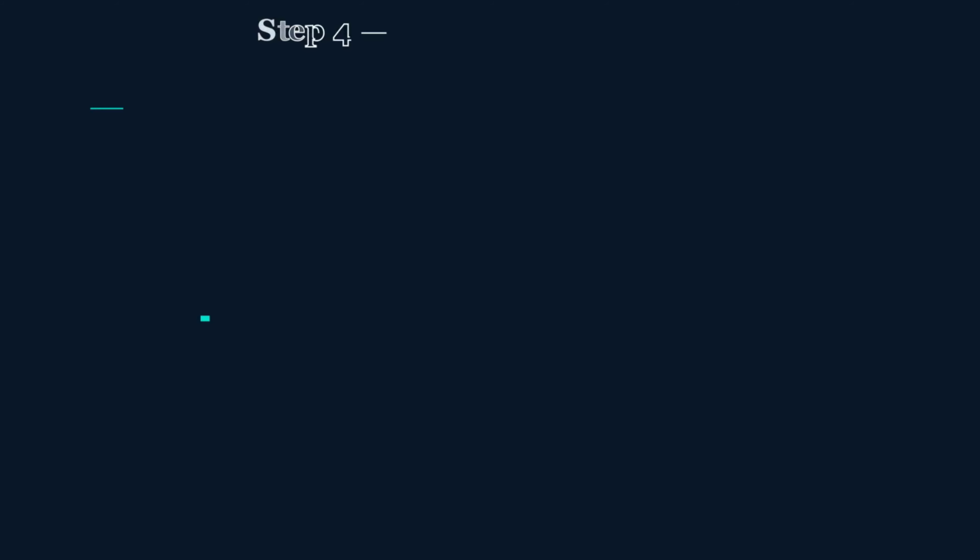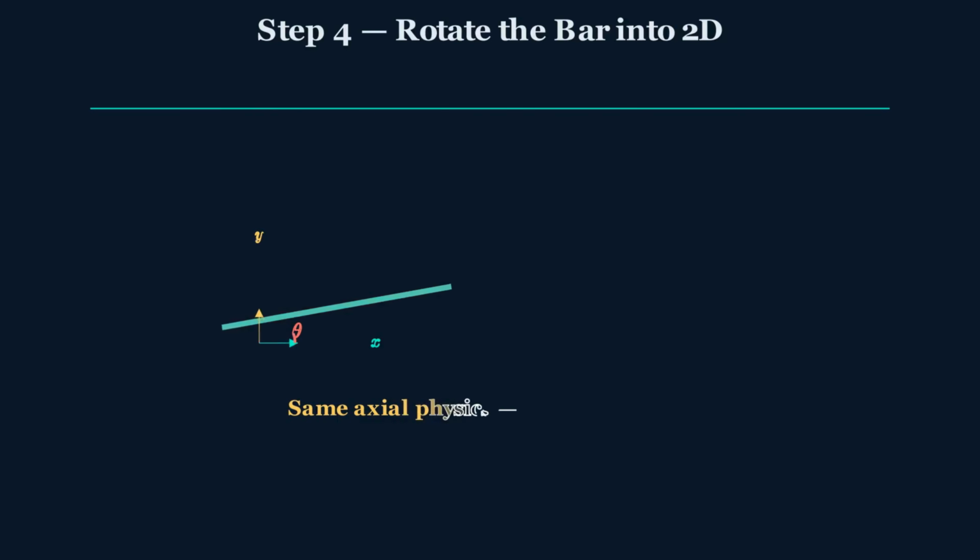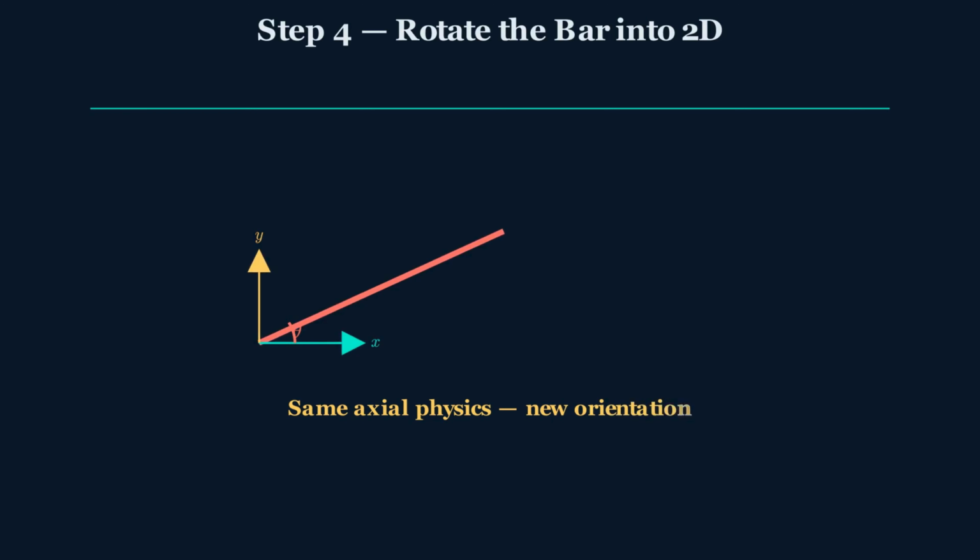Now rotate the same bar so that it becomes inclined relative to the global x and y axes. The physics has not changed. The member is still an axial member. Only its orientation relative to the global coordinate system has changed. Therefore, the central task is to transform global xy displacement into displacement along the member axis.